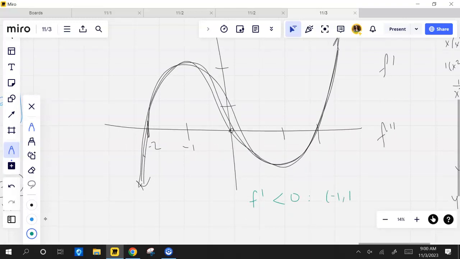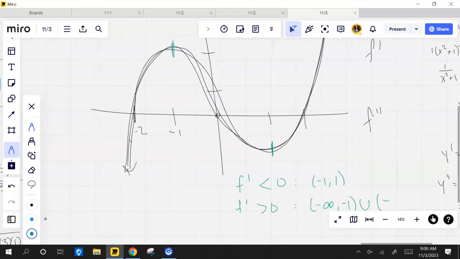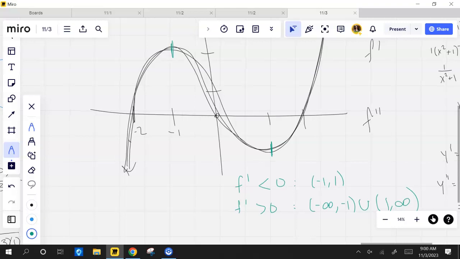From -1 to 1, right? Because from here to here, the first derivative is negative, right? No? Okay. Where is it positive? Negative infinity to -1, union 1 to infinity. And I'm fixing to tie this back into your second derivative test if you need just a second.